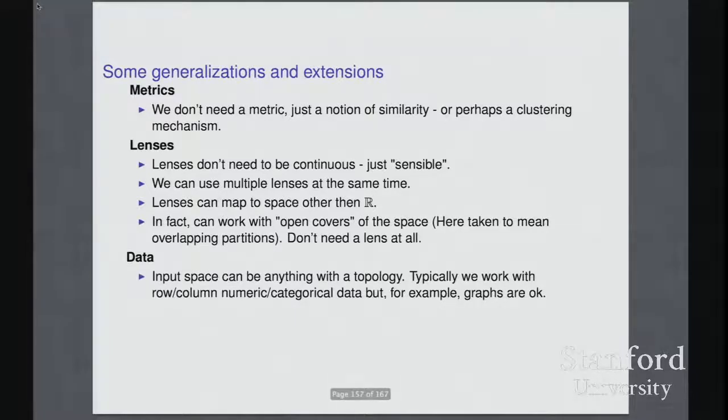So the input space can be anything with a topology. We work a lot with row column data. It's just tabular data. Rows are the points, columns are the features. But anything with a topology on it can work. And in particular, I just want to say that graphs are perfectly legitimate.